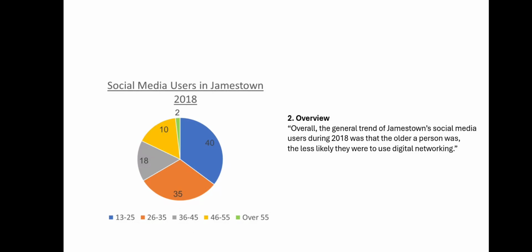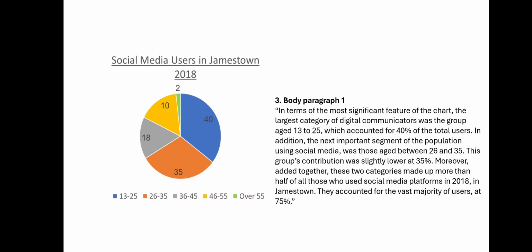And I will give you a sample of overview. Look at this slide. Overall, the general trend of Jamestown social media users during 2018 was the older a person was, the less likely they were to use digital networking. And the next is body paragraph 1.